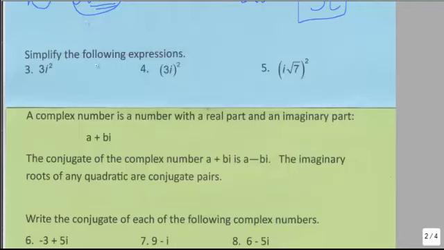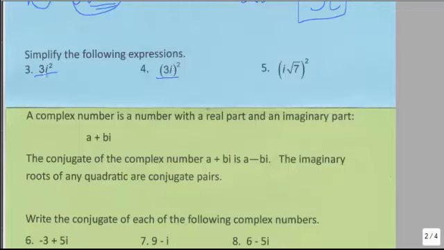Now the second section we're going to talk about is simplifying expressions. So if you notice, these have i in them to begin with, and they come with the little squared. So we have to figure out how to handle that. Notice the difference in questions 3 and 4. In question 3, the only thing being squared is the i. In question 4, both the 3 and the i are being squared.